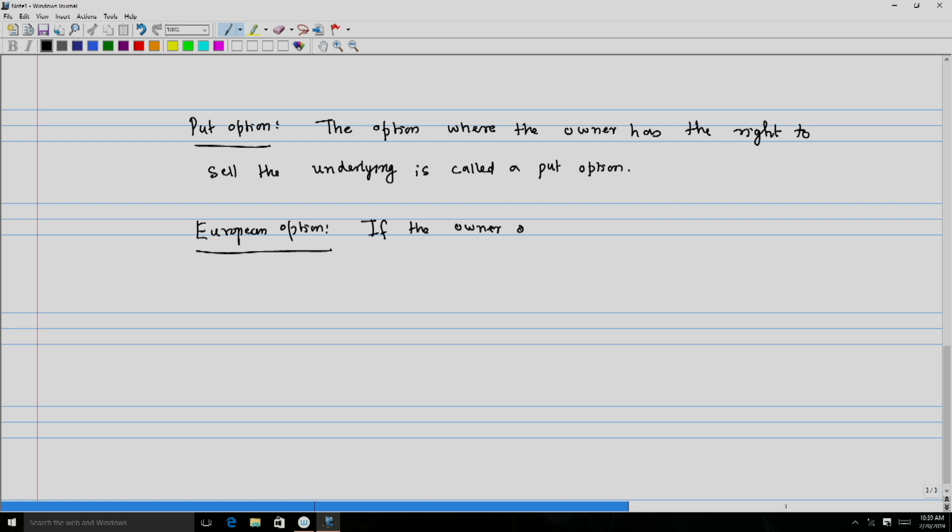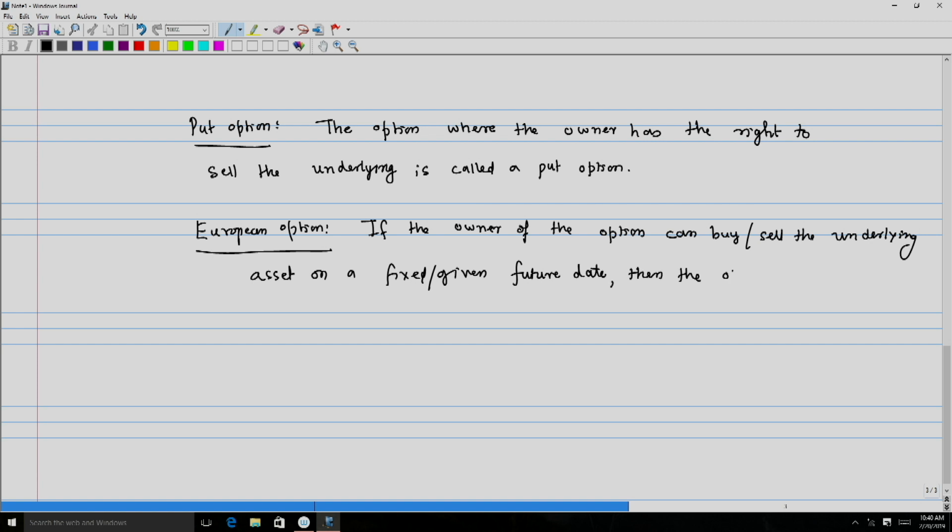If the owner of the option can buy or sell the underlying asset on a fixed or given future date, then the option is called European option. In contrast, American option is a kind of option where you can basically make the transaction or exercise your right at any time on or before a pre-assigned date.